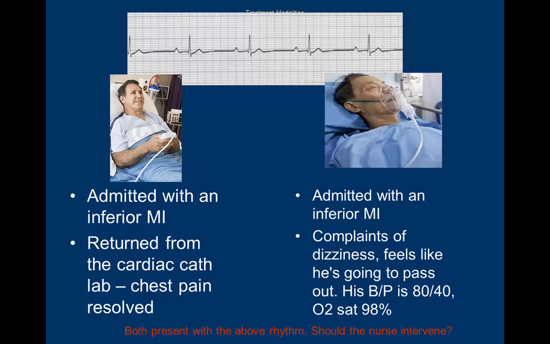So you've got two patients that you're caring for in the emergency department or in the critical care unit, whichever you'd like to be in. One is admitted with an inferior MI. That's this guy on the left here, and he's returned from the cardiac cath lab and his chest pain's resolved. The other patient has also been admitted with an inferior MI, and he's got complaints of dizziness, feels like he's going to pass out. And look at his blood pressure and oxygen saturation. When you look at this rhythm, both of them are presenting with this rhythm. So should you, the nurse, intervene? Should you do something about this?